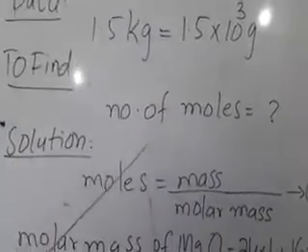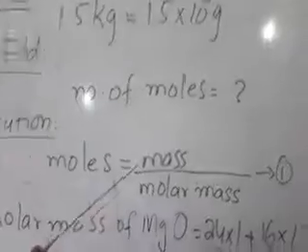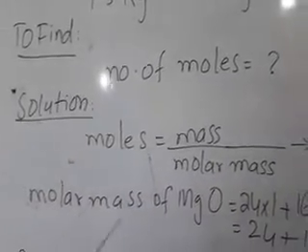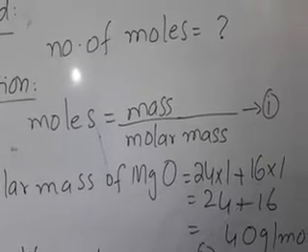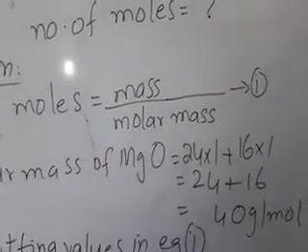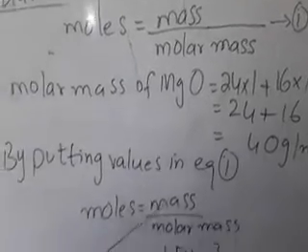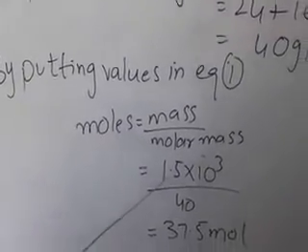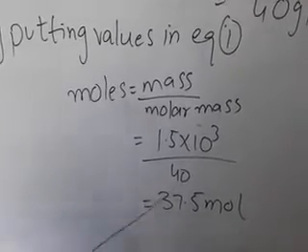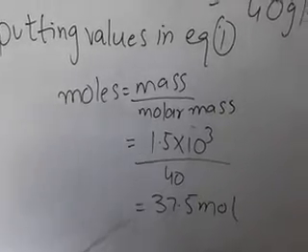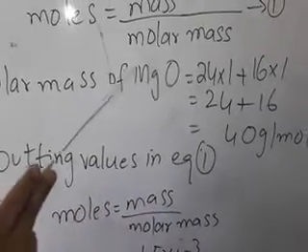Now coming to the solution, moles equals mass over molar mass. Calculating molar mass of magnesium oxide: atomic mass of magnesium 24, 1 atom, oxygen's atomic mass 16, and then we solve it, we get 40 grams per mole. Now putting all these values in equation number 1, moles equals mass over molar mass. Mass from the data, molar mass as we calculated, we solved, and the answer is 37.5 moles.